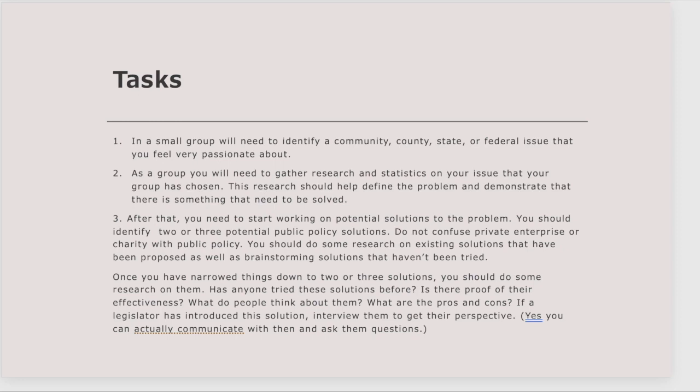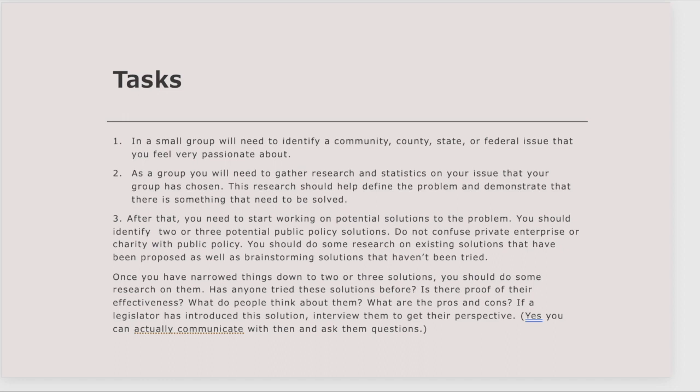Step 2: as a group, you will need to gather research and statistics on the issue that your group has chosen. The research should help define the problem and demonstrate that there is something that needs to be solved. So there has to be a problem and you have to have some type of solution.